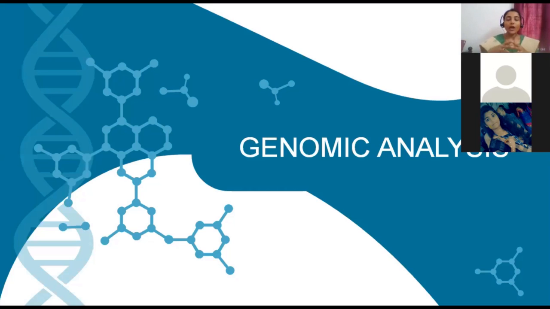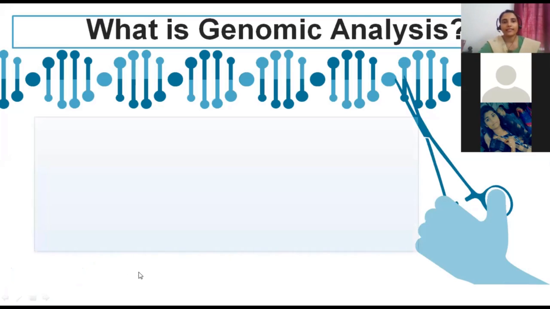Now, in order to understand the structure of a genome, we need to do some analysis, right? For example, you have your pen, you need to find out its structure, you need to do some data finding on it. That is called genomic analysis. So that is what we are going to start. So what is genomic analysis?